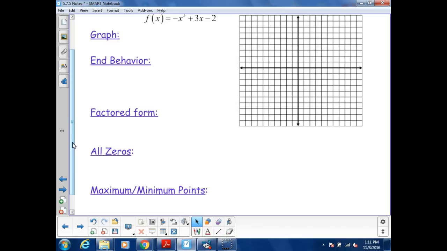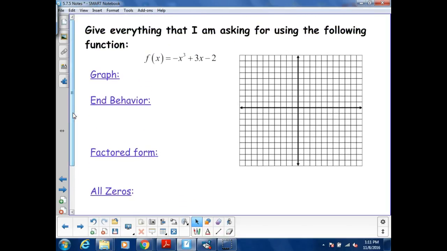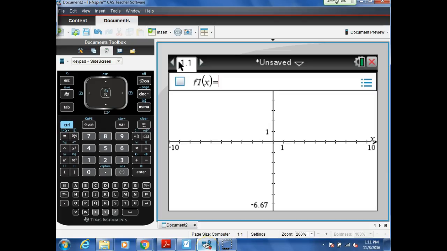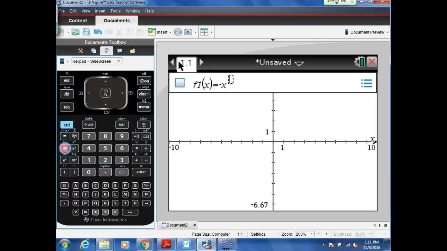I wanted those just to get back into using the calculator so that when we go to use them later on, we're still up to date and up to speed. Okay? So the first function that we're going to deal with is negative x cubed plus 3x minus 2. We need to graph that one, because from the graph we can get all of that other stuff that we were just asking for. So negative x cubed plus 3x minus 2.